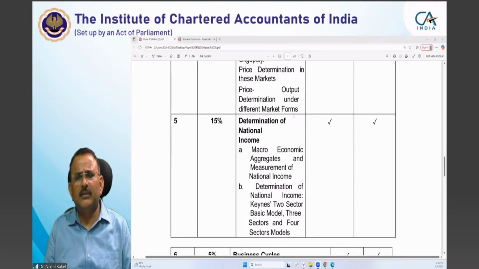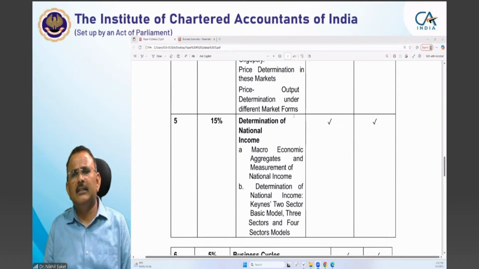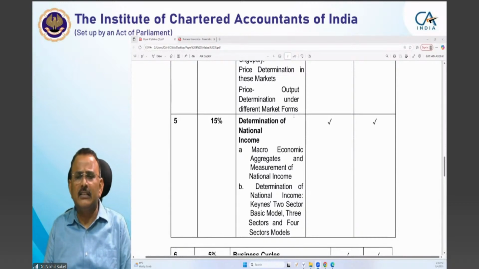The two-sector model, the three-sector model, the four-sector model. What are the variables? What is multiplier? What is liquidity trap? Generally, questions have been coming from these units, and if you revise it correctly, all these concepts have been explained in detail. So don't worry, but the only thing is you have to keep on revising.